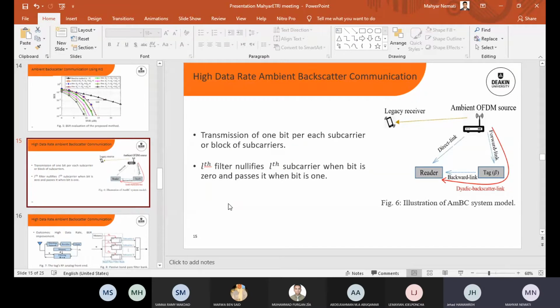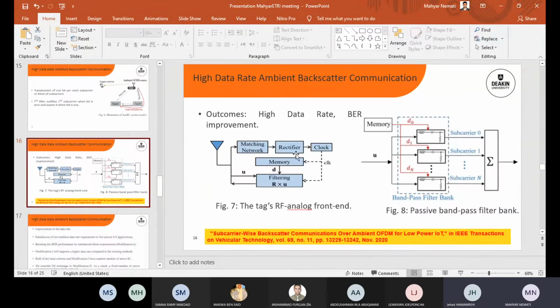That OFDM signal has, for example, let's say n number of subcarriers. So what we want to do is to enable the tag to send 1 bit over each of these subcarriers, instead of sending 1 bit over the whole OFDM signal. So in that case, what I proposed in this paper, subcarrier-wise backscatter communication over ambient OFDM signals for low-power IoT, which is recently published in the IEEE Transactions on Vehicular Technology. You can access that one.